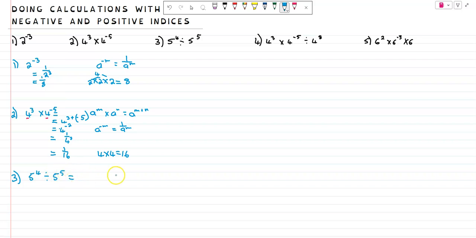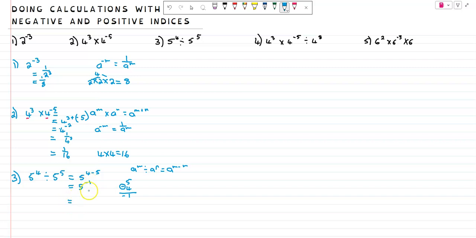What rule are we going to use here? We're going to use the division rule, which says a to the power of m divided by a to the power of n equals a to the power of m minus n. And let's do the equation. So we have 5 to the power of 4 minus 5, which means 4 minus 5. We have 5 minus 4 equals 1, and remember the symbol, which means the answer would be negative 1. So 5 to the power of negative 1.